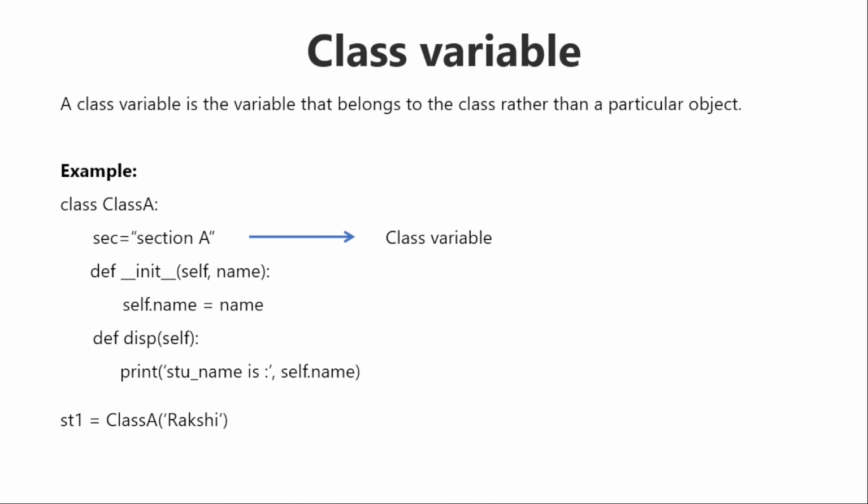Now let us move to class variable. A class variable is a variable that belongs to the class rather than a particular object. So in the example, I have defined class A, where sec is equal to section A, def __init__(self, name), and def disp, which prints self.name. This is just an example. Here we are defining a variable in the class above the constructor. These variables are called class variables, and this is just a reference. In the next slide, we can see how we can access this class variable.